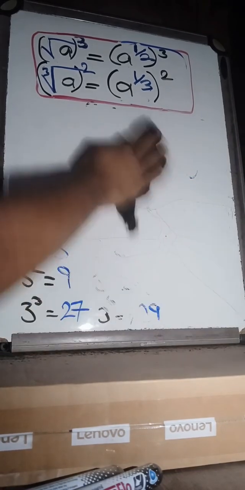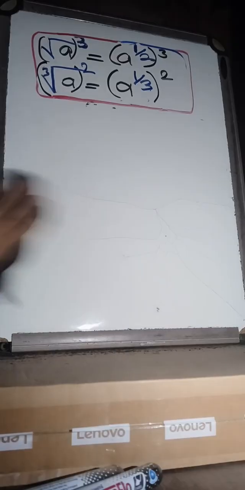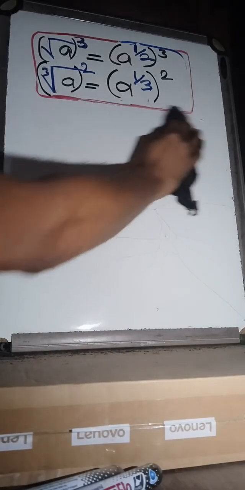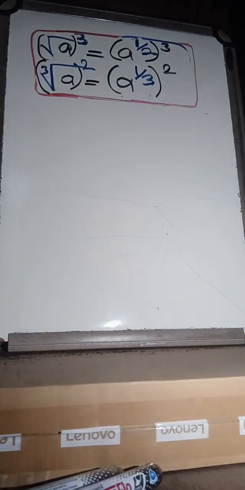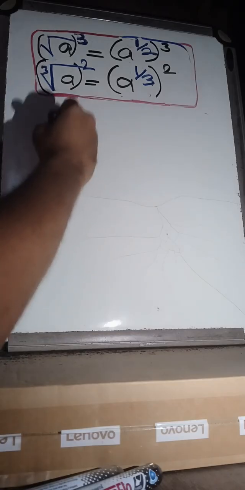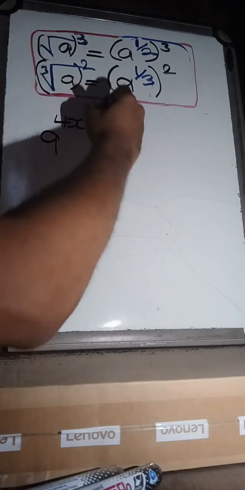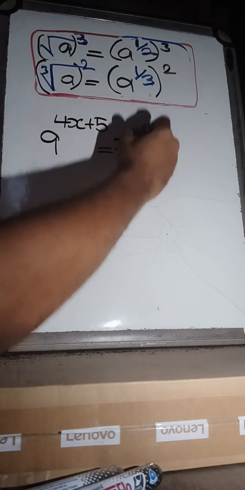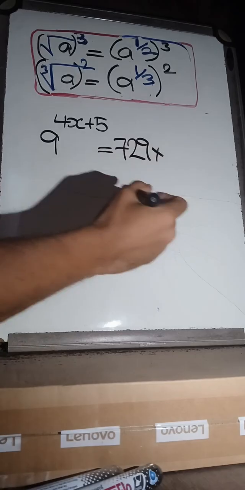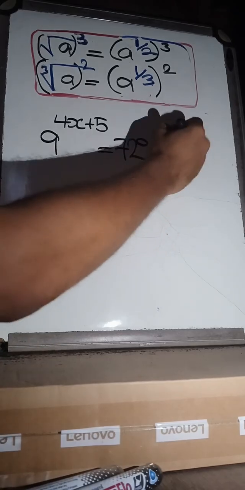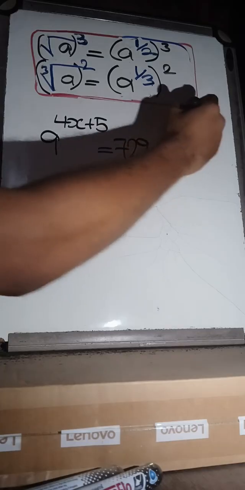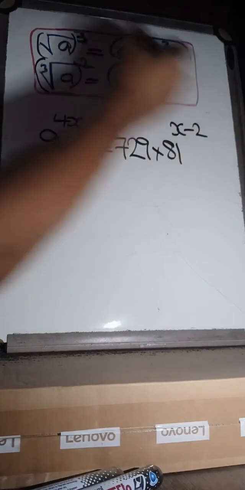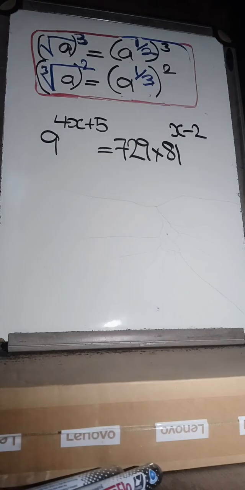Because what we did a while ago was a harder version of some of those questions. So let's go into this. So let's see what we're going for now. It says 9 raised to the 4x plus 5, right? Is equal to 729 multiplied by 81 raised to the x minus 2. So there's a lot to unpack there, right?